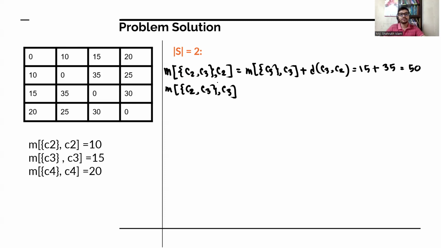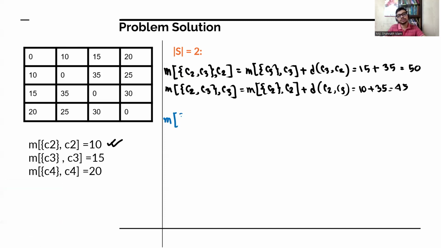Then in the second example, look at here. We are visiting C2 and C3 and we are ending our journey at C3. That means we have already visited C2. We have to visit C2 first, then we have to visit C3. And what is this? C1 to C2 is 10. You can look at here, it is 10. C2 to C3 is 35. This is 45. We are done with set C2 and C3, but we have two more sets.